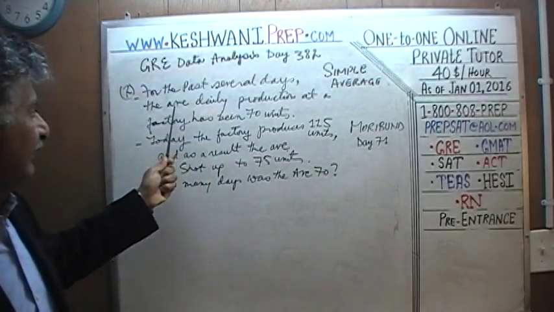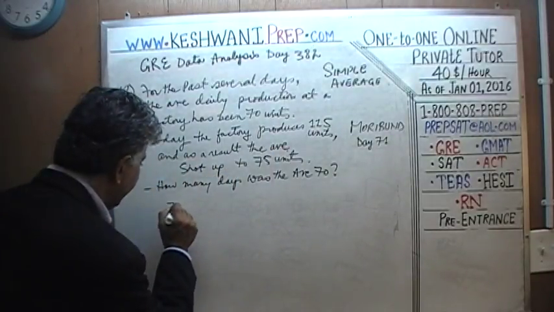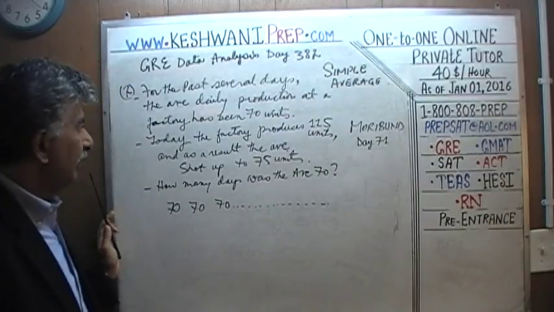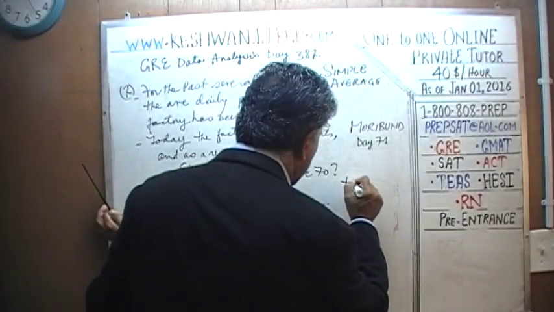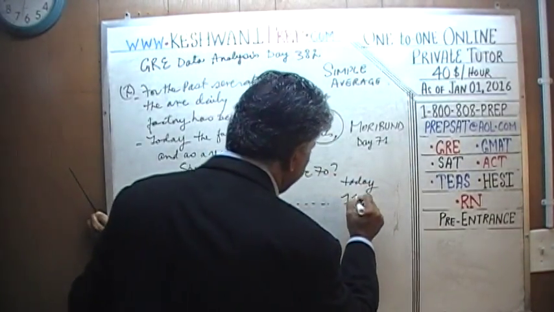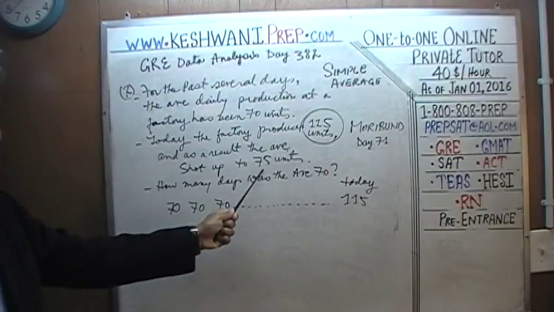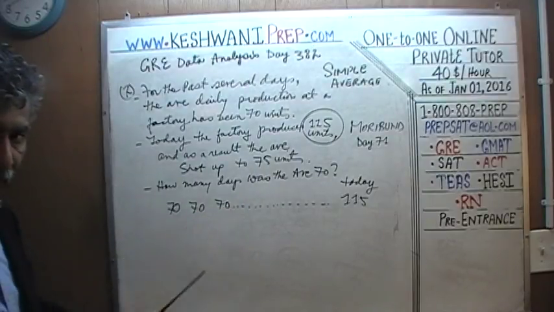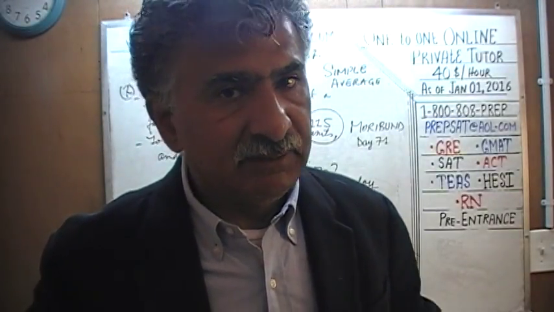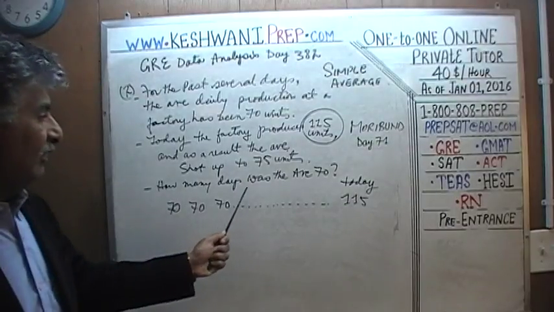It says, for the past several days, the average daily production at a factory has been 70 units. So we're going to pretend 70 units for several days. We don't know how many days. Today, the factory produces 115 units. And as a result, the average went up to 75 units. The question is, as a result of having produced 115 units today, our average for the last several days, whatever it was, 70 units, shot up by 5 units. How many days was the average 70 in the past?